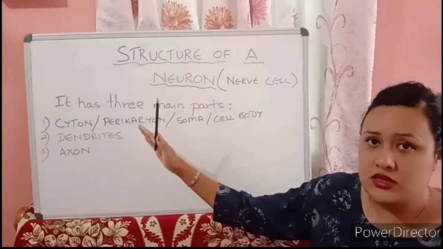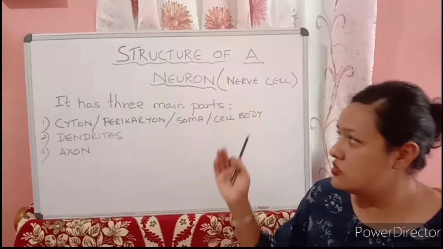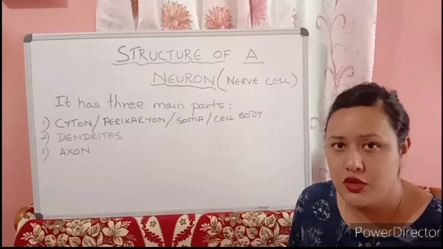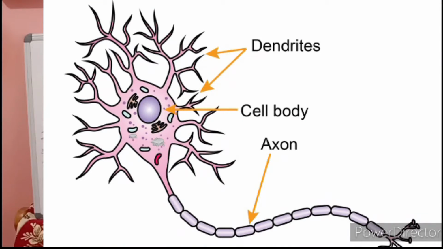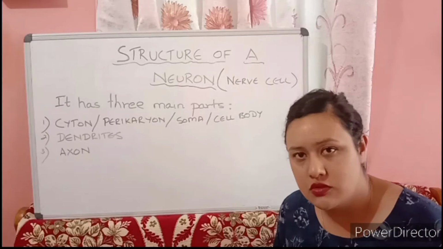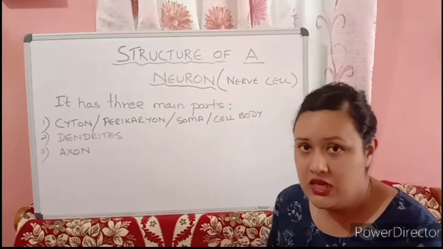Now we are going to discuss in detail what is cyton. Just have a look. This is the structure. These are the three main structures of a neuron. Now we are going to describe what is cyton.